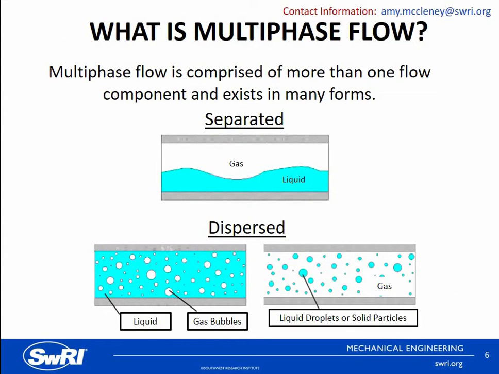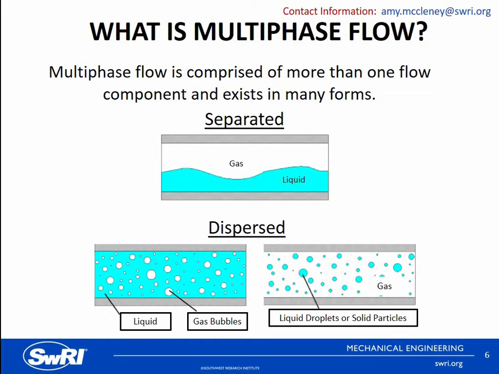So what exactly is multiphase flow? A multiphase flow is a fluid flow consisting of more than one phase component and can exist in many different forms. Multiphase flows are common in industry as well as in nature. Specifically for two-phase flows, you have classifications based on the state of the different phases, such as a gas-liquid mixture, which could be anything such as boiling water or ocean waves.